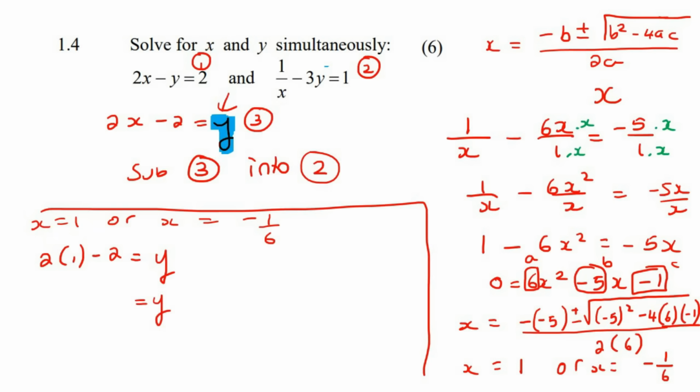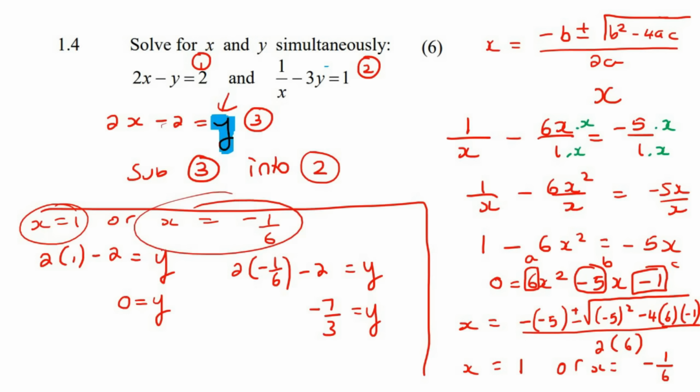So you end up with y equals 2 minus 2, which is 0. And for the second one, it's 2 times negative 1 over 6, minus 2. I just plugged it in there, and if you do that, you end up with negative 7 over 3. And so there we have all of our answers: the two x values and the two y values.